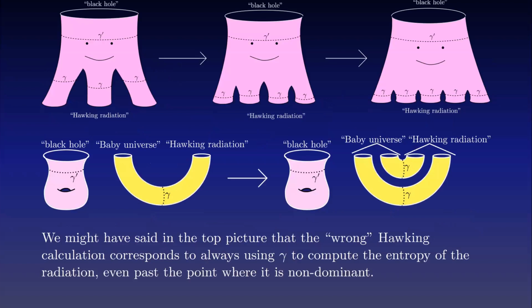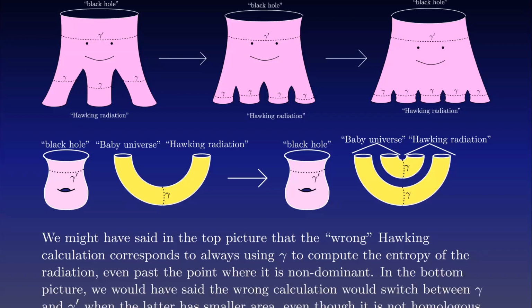Now, a final comparison here between the happy information conservation picture and the less happy information loss picture. In the top picture, if those are the dynamics we had, we might have said that the wrong Hawking calculation simply corresponds to using the wrong quantum extremal surface. What do I mean by that? I mean that instead of using gamma until the switchover and then switching to gamma prime, we just use gamma always, even past the point where gamma is no longer dominant in the sense that it has larger area than gamma prime. This would give us an answer that's completely analogous to what Hawking got.